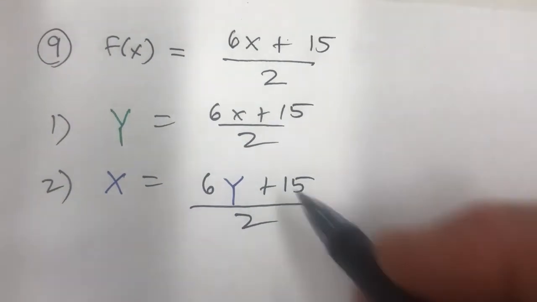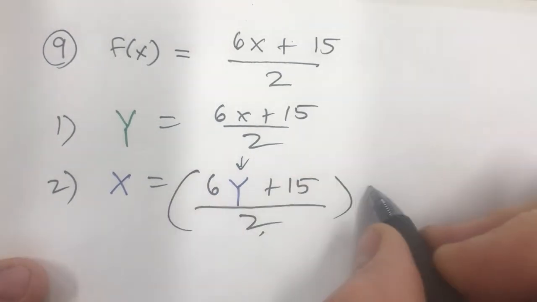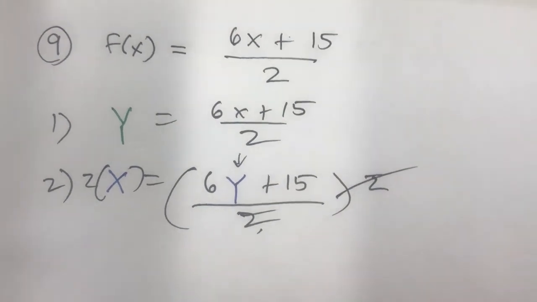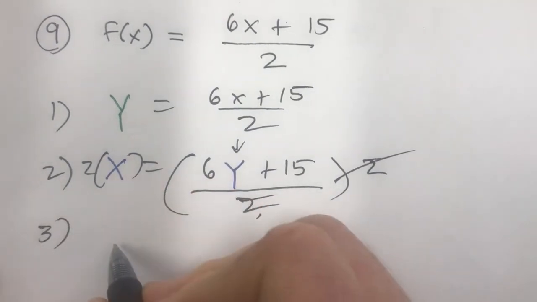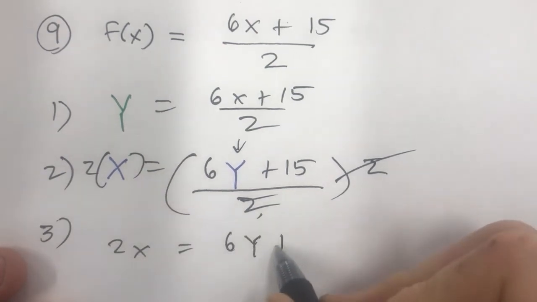Okay, I swapped them, and now I have to solve for y right here. The first thing, all this is divided by 2. I'm going to have to multiply both sides by 2 to make these 2's cancel off. This is step 3, I'm solving. So 2x equals, and this cancels, I have 6y plus 15.